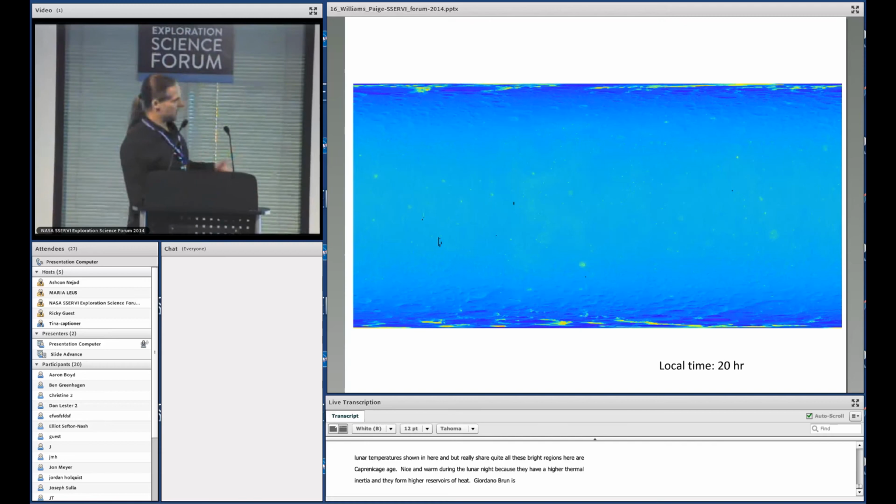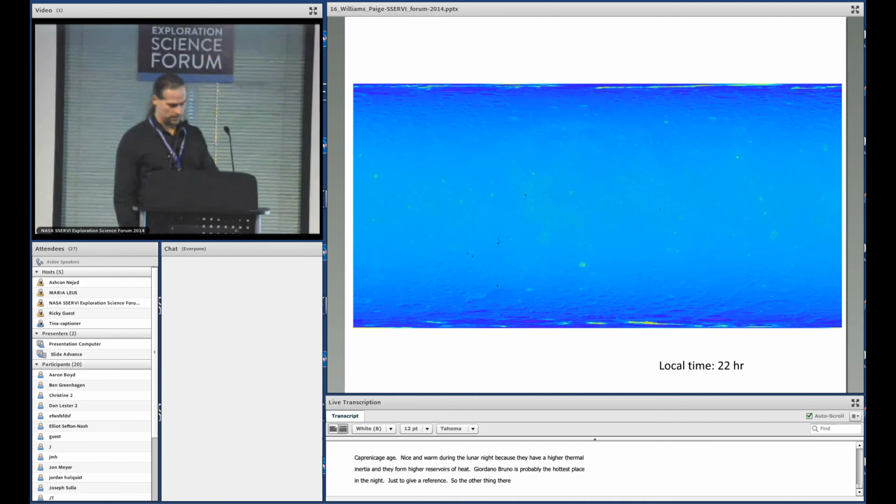The other thing you could do is pull out different hours of local time during the evening and watch how the whole surface of the moon globally cools throughout the night. And so we can step through it and see how the temperatures change.